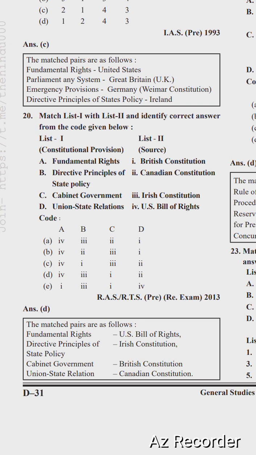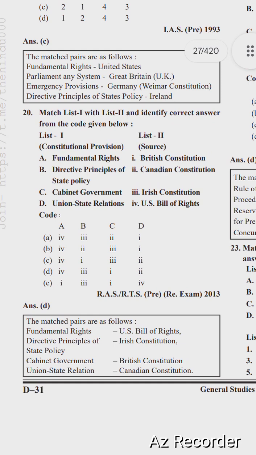So next question is, match list 1 and list 2 and identify correct answer from the codes given below. Constitutional provision and sources: fundamental rights, British Constitution, directive principle of state policy, Canadian Constitution, cabinet government, Ireland, Irish Constitution, union and state relation, US Bill of Rights. Right option is option number D.